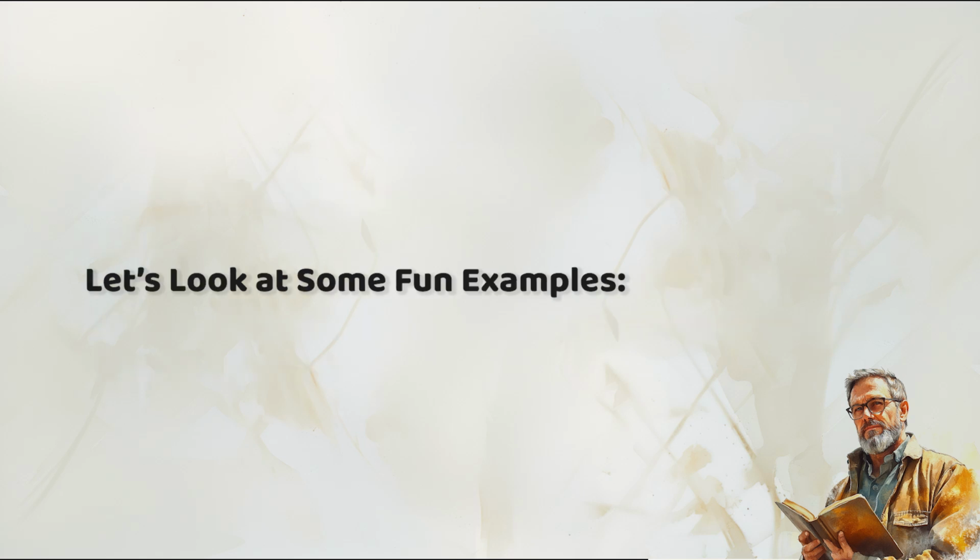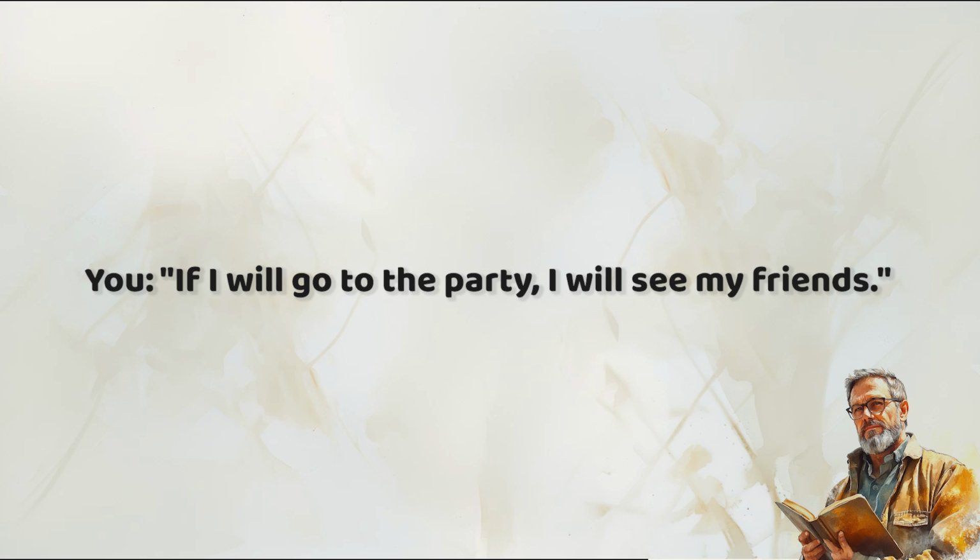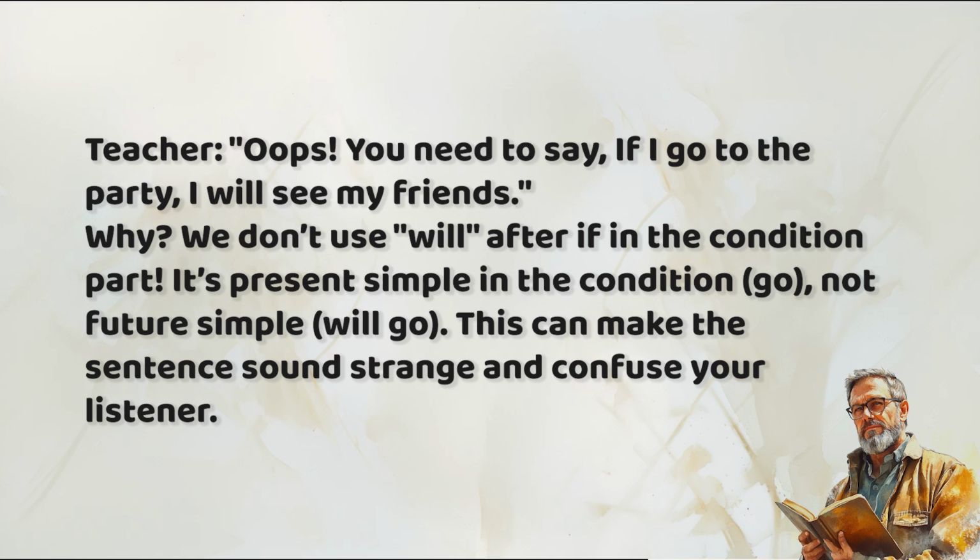Let's look at some fun examples. Example 1. You: If I will go to the party, I will see my friends. Teacher: Oops. You need to say, if I go to the party, I will see my friends. Why? We don't use will after if in the condition part. It's present simple in the condition, go, not future simple, will go. This can make the sentence sound strange and confuse your listener.